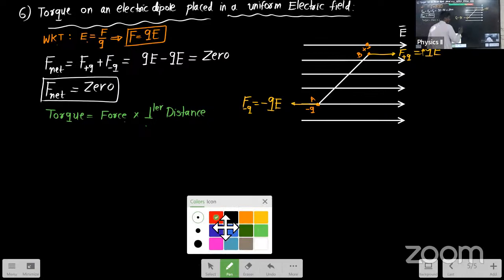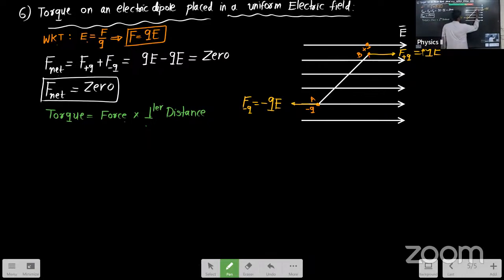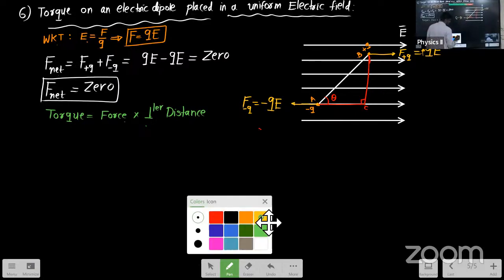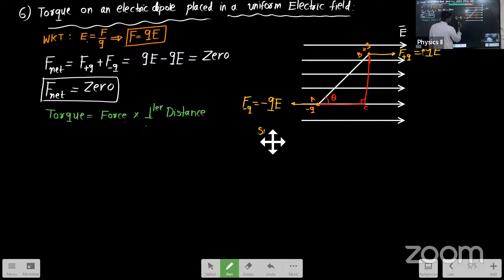Now see here. Let me draw one perpendicular here. And here this dipole is making some angle theta with respect to the electric field. Let this point be A, this point be B, this point be C. Now this is a right angle triangle. So from this I can write sin theta. What is the value of sin theta? Sin theta is nothing but opposite by hypotenuse.